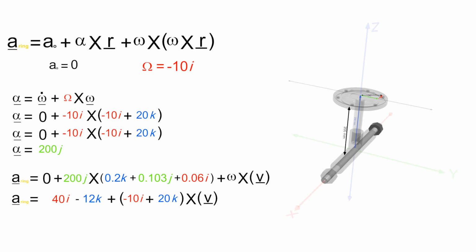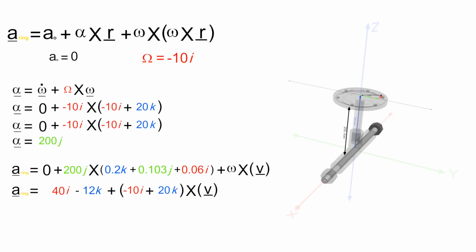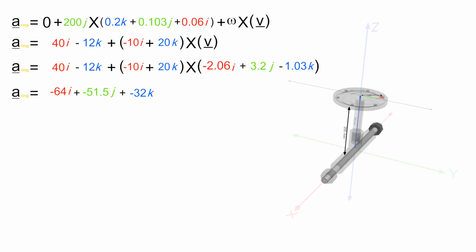Now we apply all the found values in the equation of linear acceleration. Notice that we can replace the term omega cross r by its equivalent velocity vector. And this is a good step as we minimize the calculations since we already found the value of v.